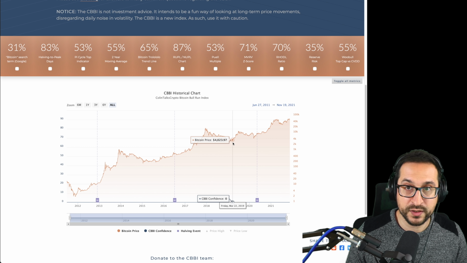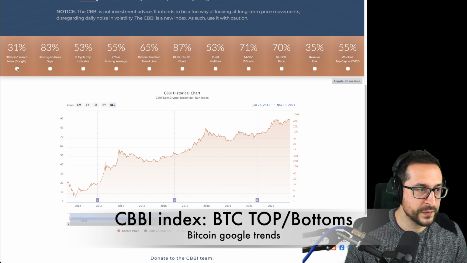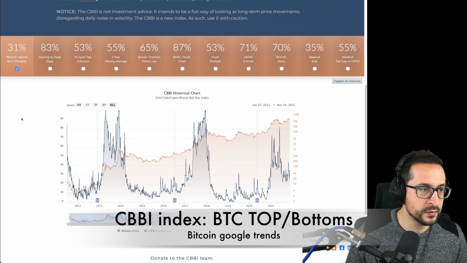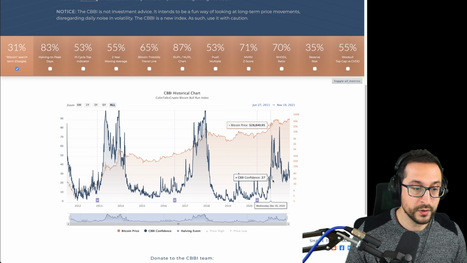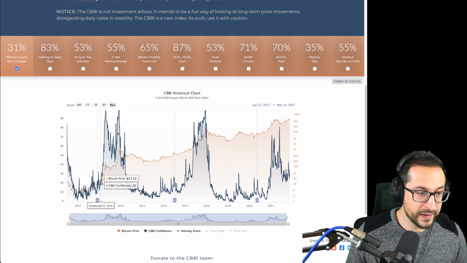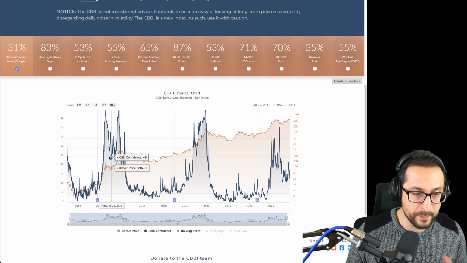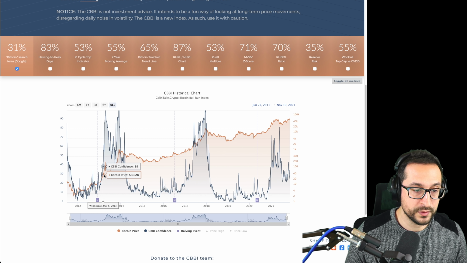So I'm going to get my chart empty and I'm going to start with the first one. The first one is Bitcoin search term in Google. I've done this myself and you can see here how people are searching for Bitcoin. And you can see that it's very aligned. So when Bitcoin is pumping heavy, you get a lot of people searching for Bitcoin. But the same happens when Bitcoin collapses.